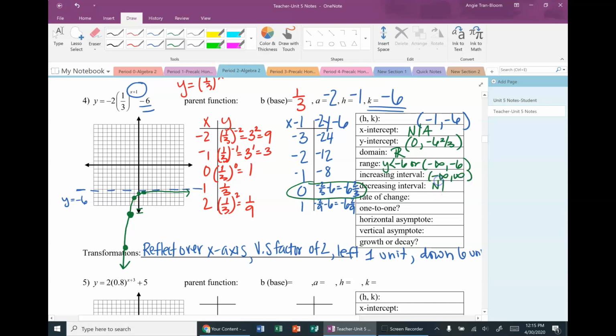That means there's nothing left for decreasing. The rate of change will vary. It is definitely a 1-to-1. You do have a horizontal asymptote of negative 6. You do not have any vertical asymptote, and it is increasing, so this is a growth.